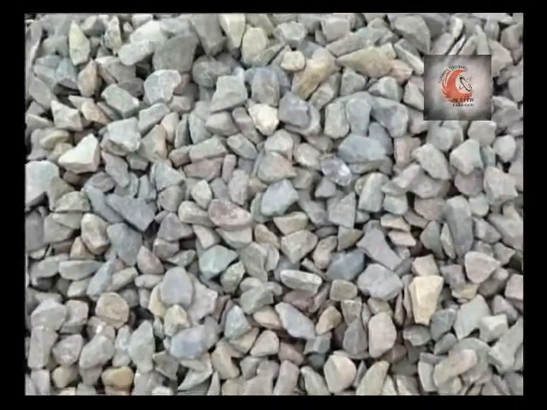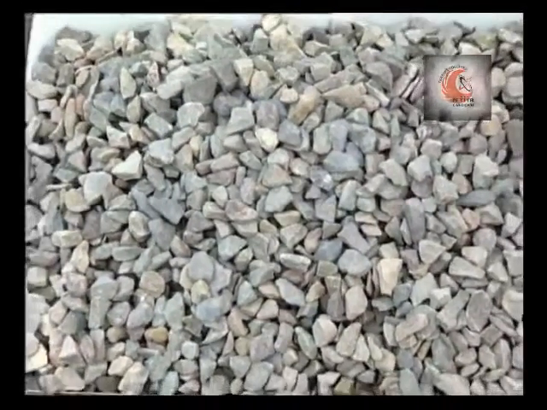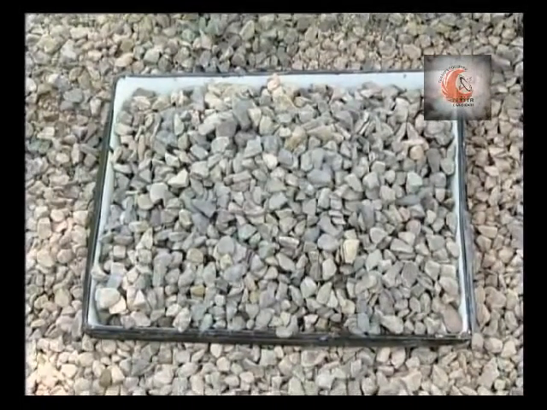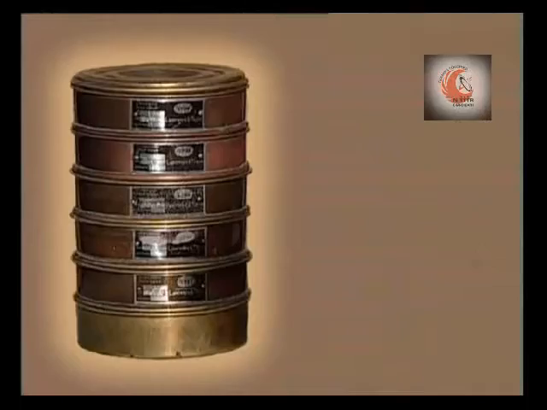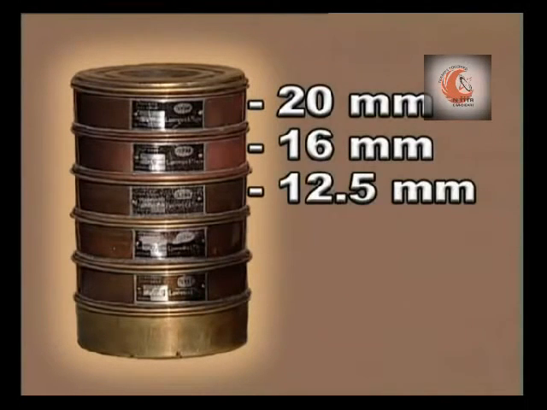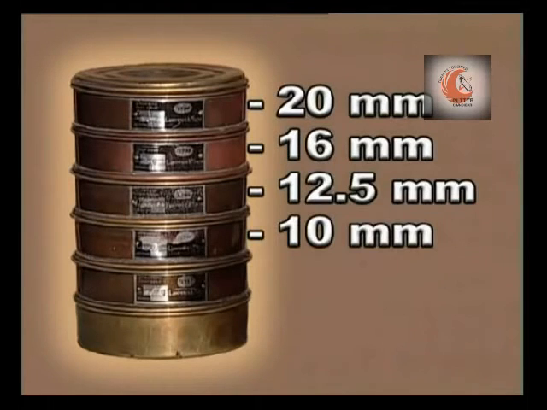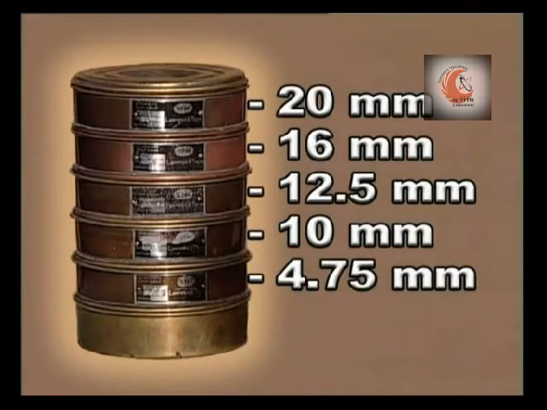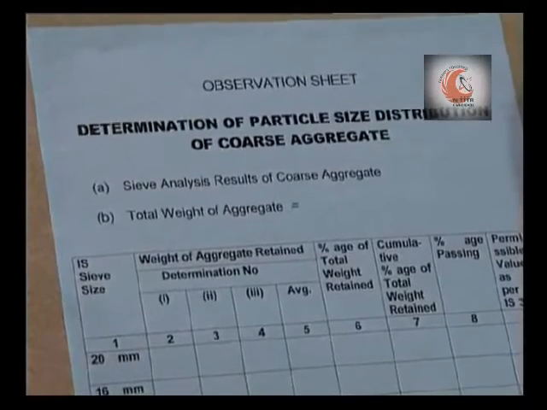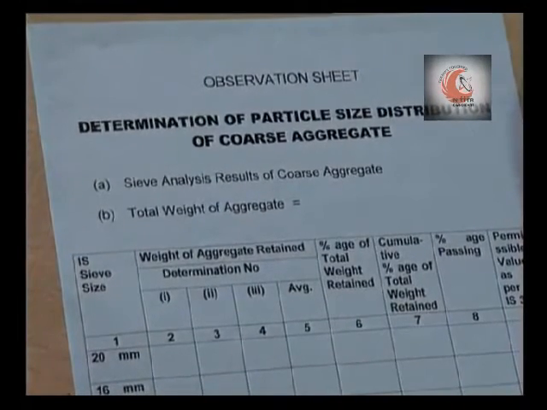Here, the sample of coarse aggregate under test is of approximately 20 mm size. So, the sieves used are 20 mm, 16 mm, 12.5 mm, 10 mm, and 4.75 mm with pan at the base and lid at the top. We also need the observation sheet to record the readings.